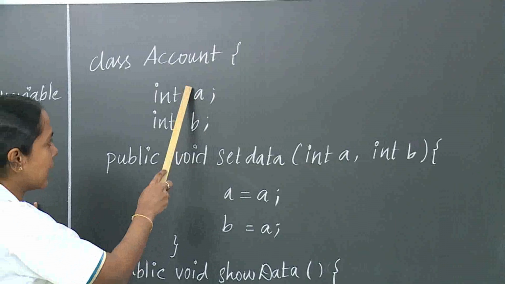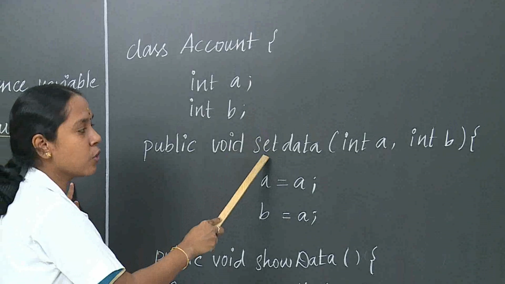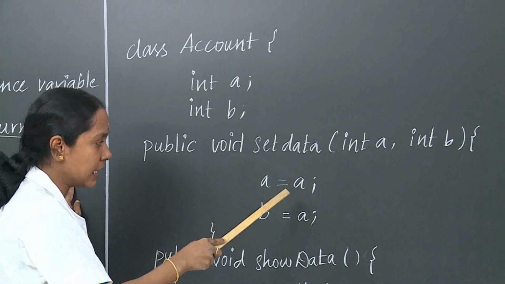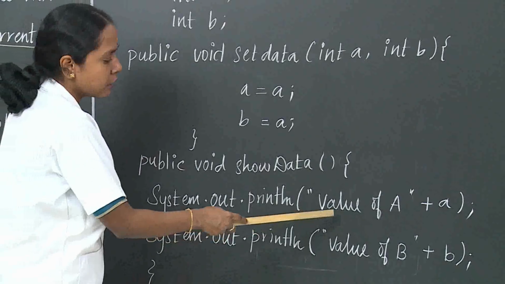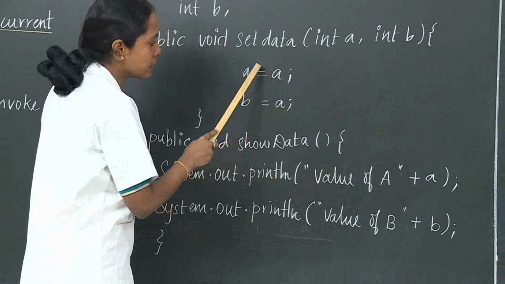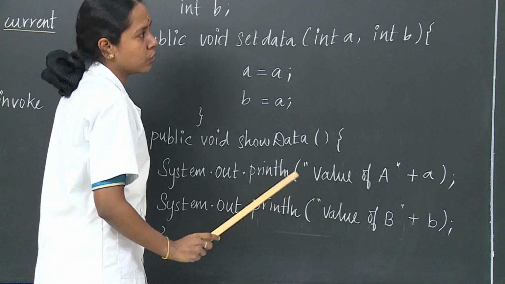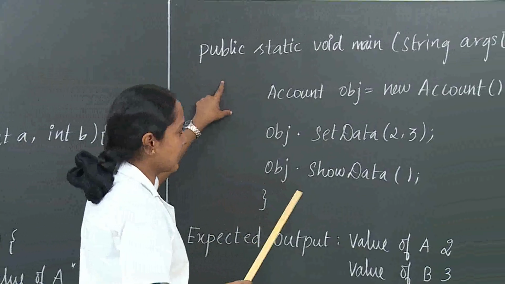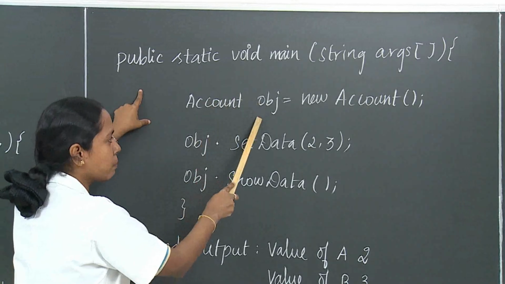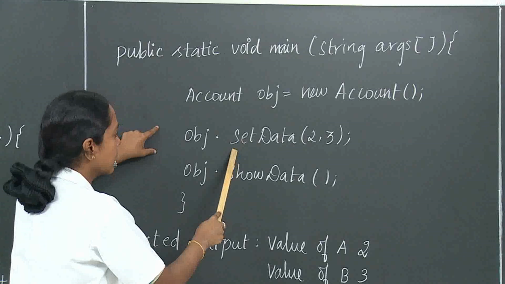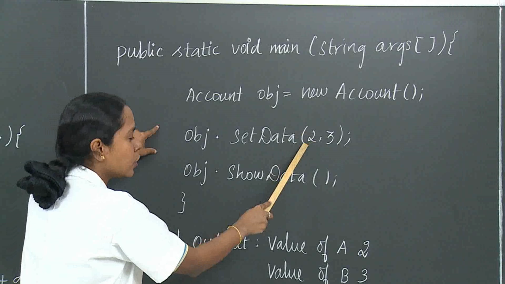Here I am just declaring two variables in an Account class, that is, one is A and another one is B. I am just going to set some data for A and B. And then next one is show data. Here, value of A, I am just displaying the A value, and value of B, I am just displaying the B value. Okay. So next, in the main class I am declaring an object for my class Account, that is, Account object equal to new Account. So here I am going to call, by using my object dot set data 2, 3.